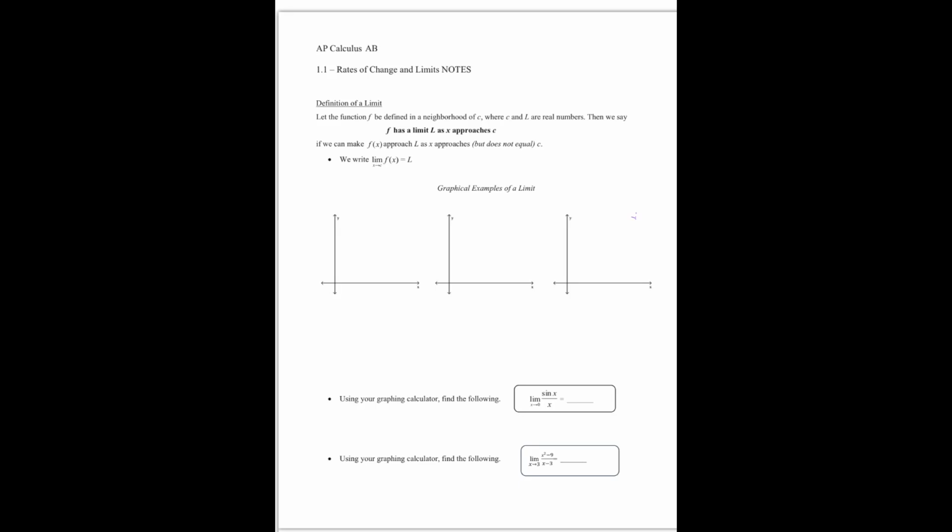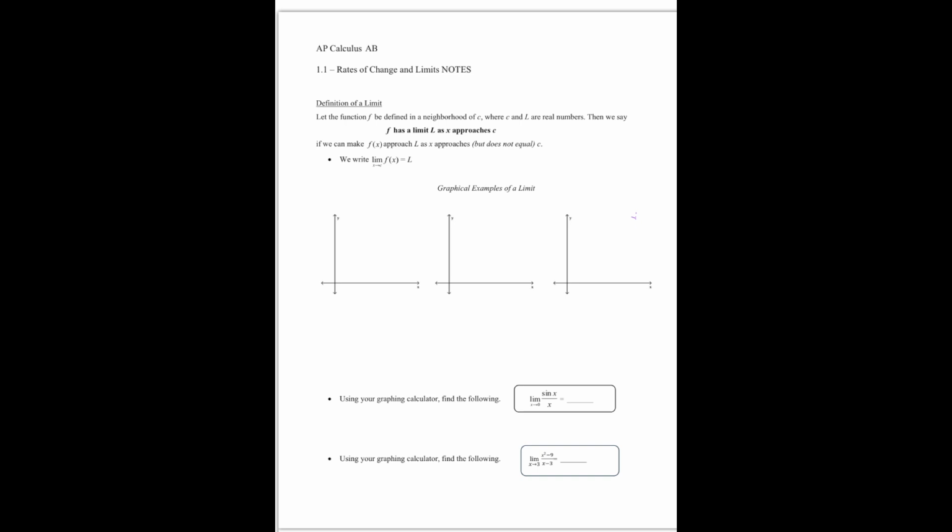Okay, this lesson is going to be on rates of change and limits. This is the first of 3 lessons that we will cover in section 1.1. Okay, so we're going to talk today a little bit, we're going to start talking about limits.